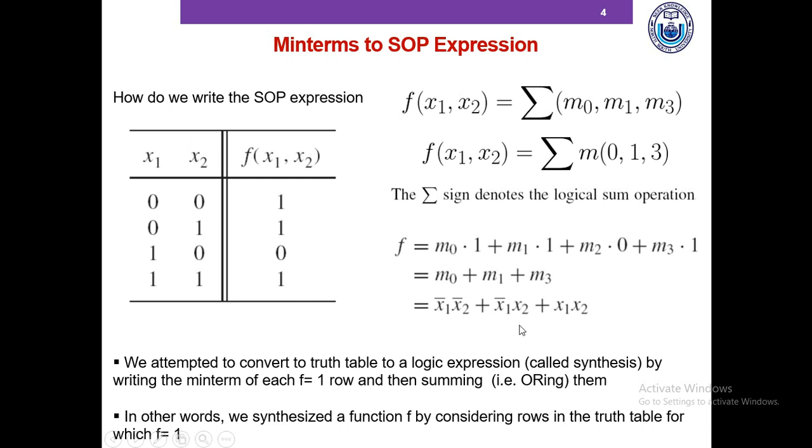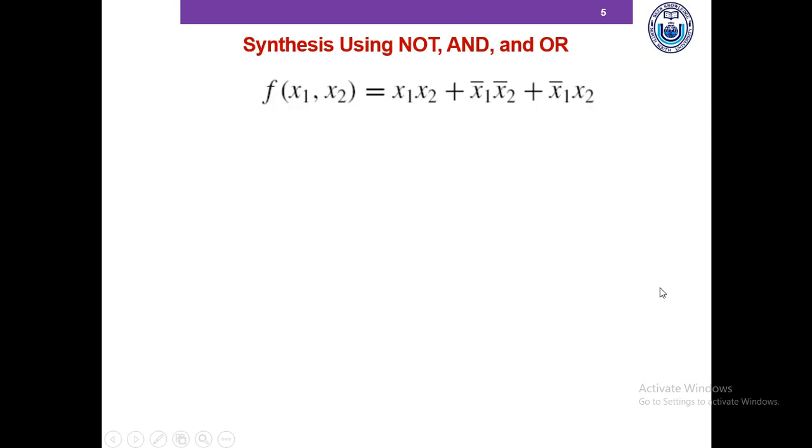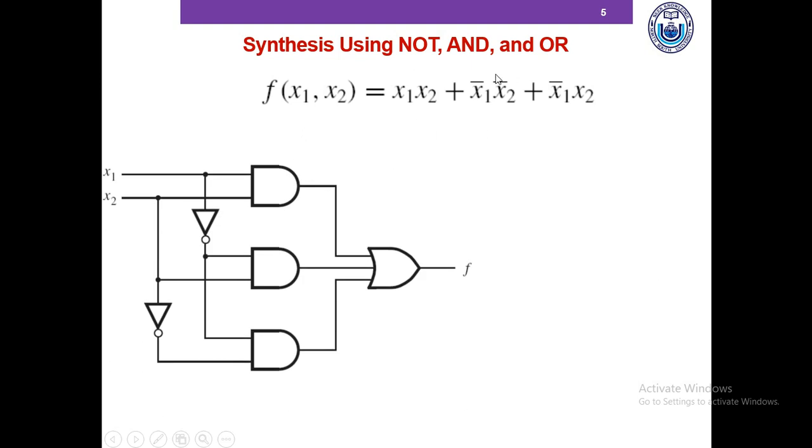So here we have converted the truth table to a logic expression, called synthesis, by writing the minterms of each row where f is equal to 1 and then summing or ORing them. In other words, we synthesize the function f by considering rows in the truth table for which f is equal to 1. We only write the minterms corresponding to those rows, and then we just sum them to obtain the expression. Now that we have an expression, we can easily build a circuit. So our synthesis procedure is complete.